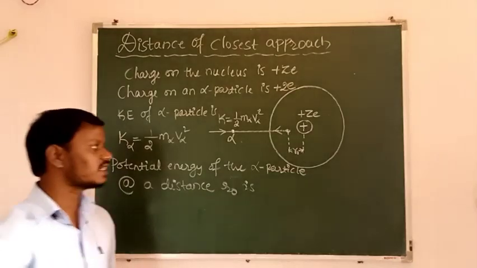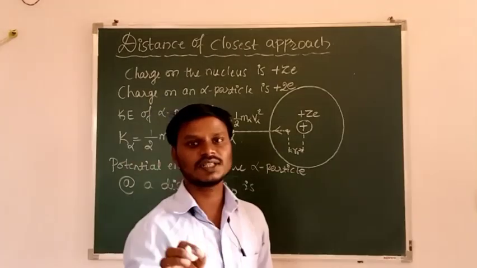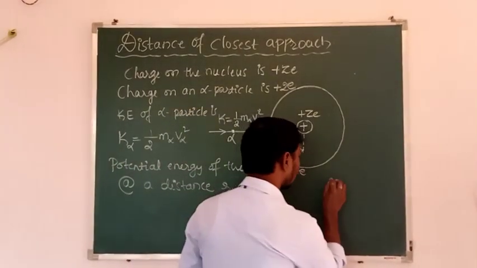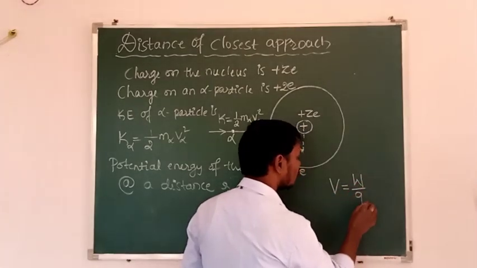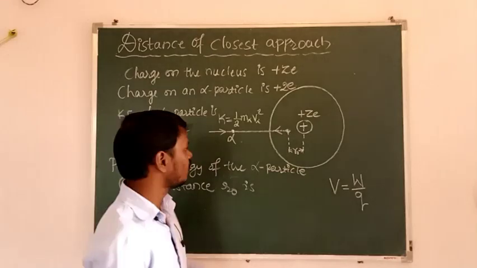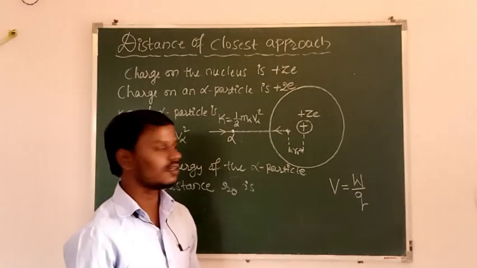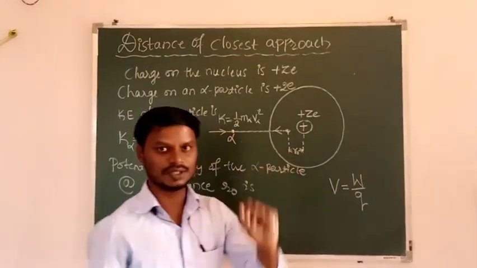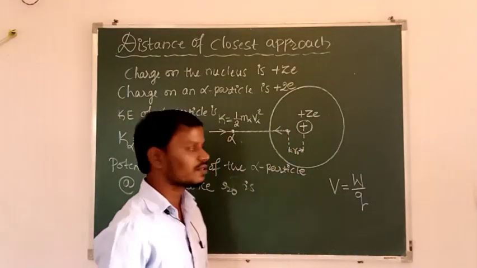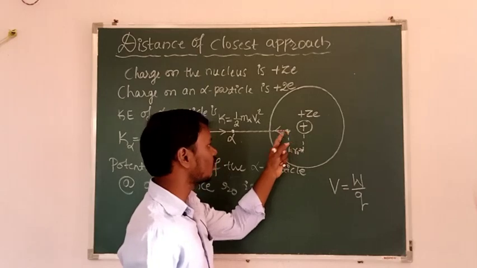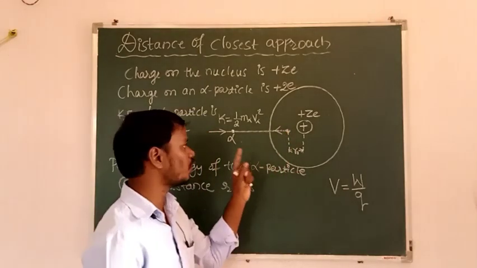So what is potential? Potential is nothing but work done per charge. That is V is equal to W by Q. Then Q is nothing but the test charge here. Which is the test charge here? Alpha particle. And which is the source charge here? Nucleus. Okay. Here is the potential at this point due to the nucleus. So due to this potential there is work done on the test charge. Which type of work done?